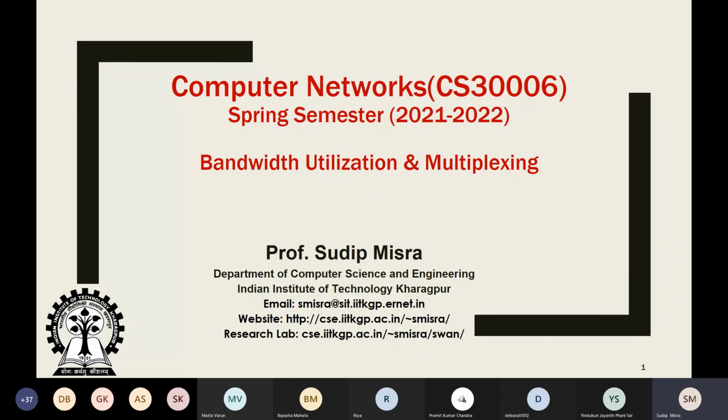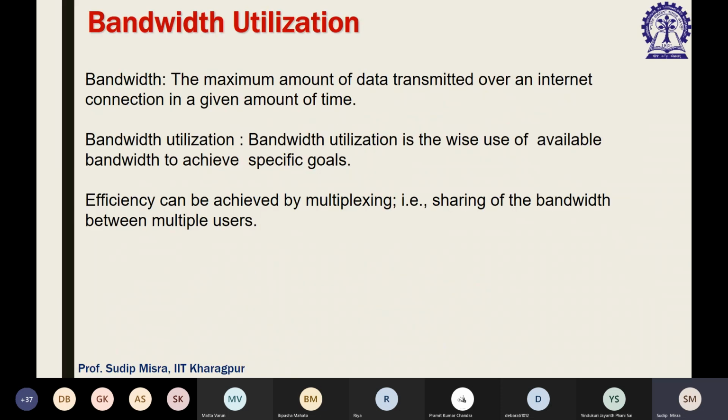So our focus is going to be on multiplexing and bandwidth utilization. Bandwidth utilization with the help of multiplexing is the focus of this course. So once again, what is bandwidth? Bandwidth talks about, from the lowest frequency to the highest frequency, how much data can be transmitted over the channel. The maximum amount of data that can be transmitted over a particular link in a given amount of time defines bandwidth.